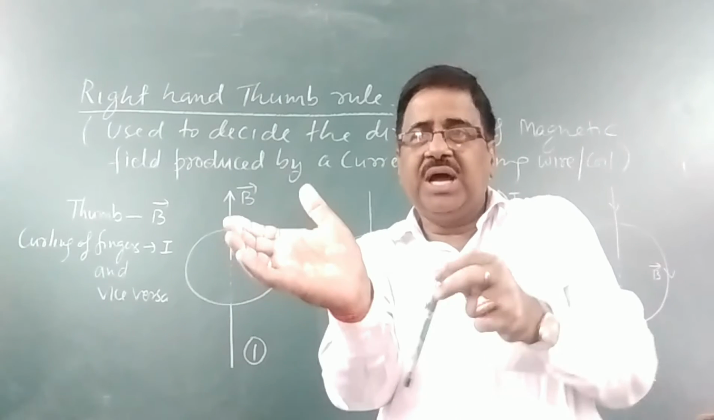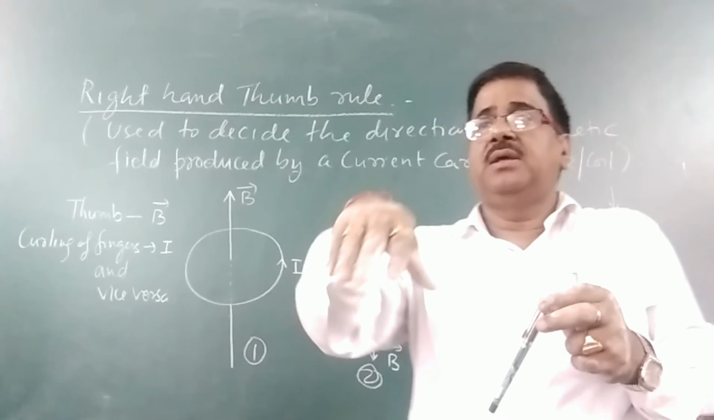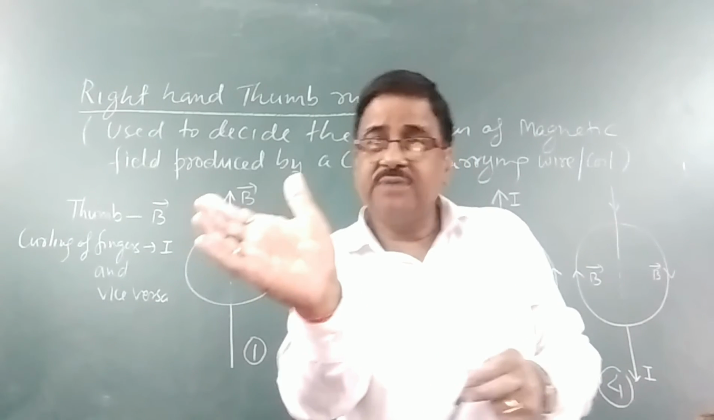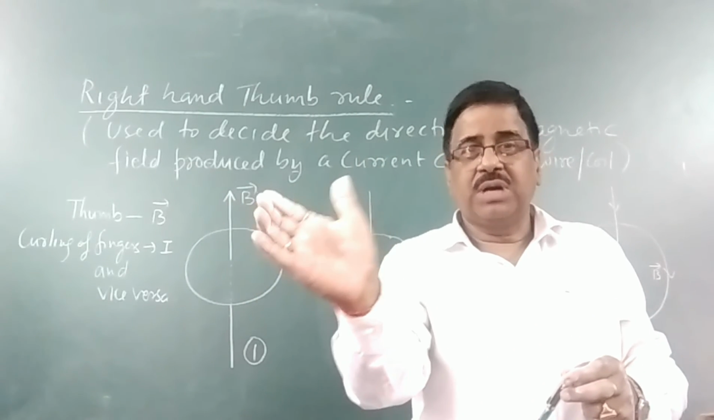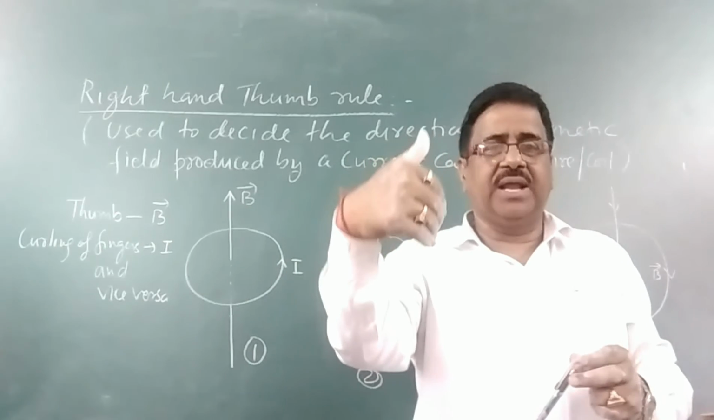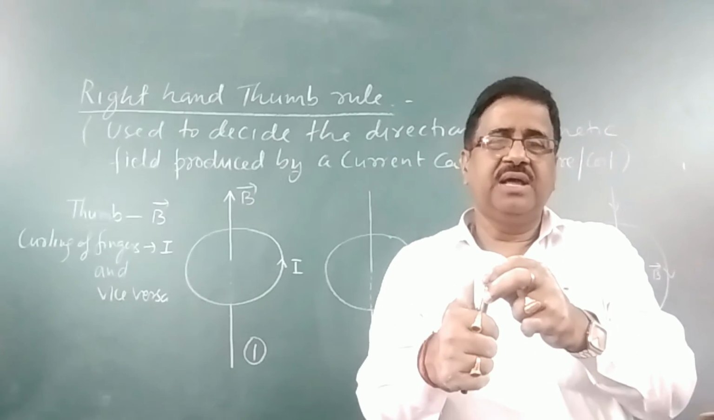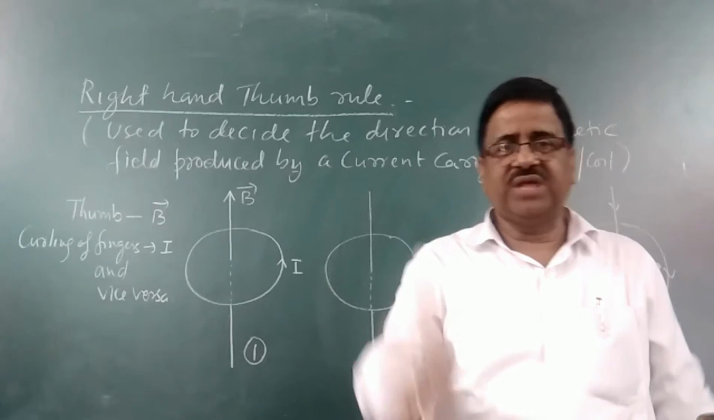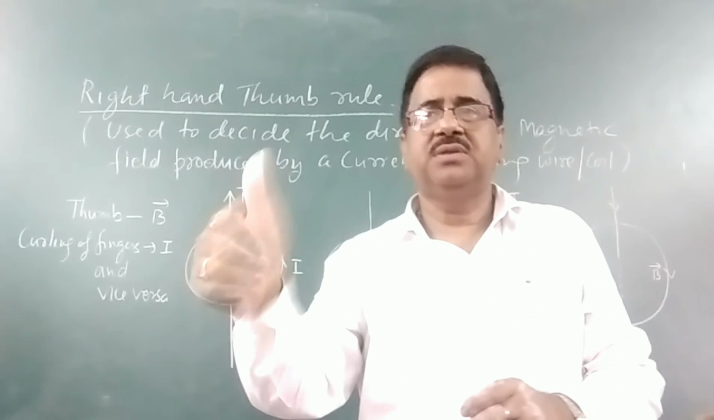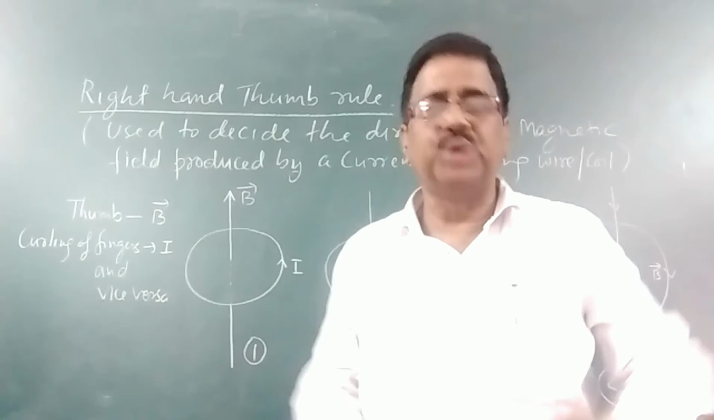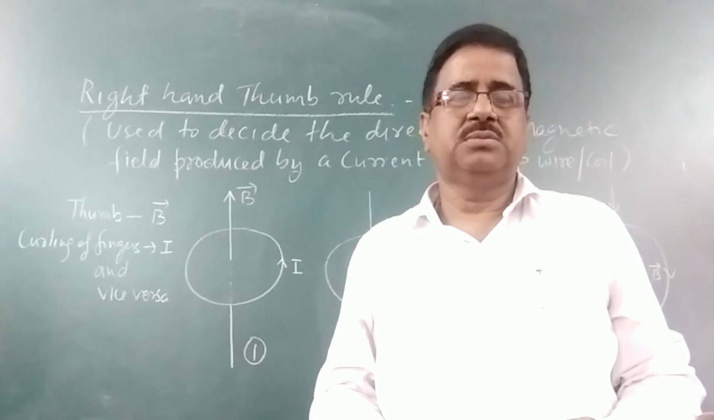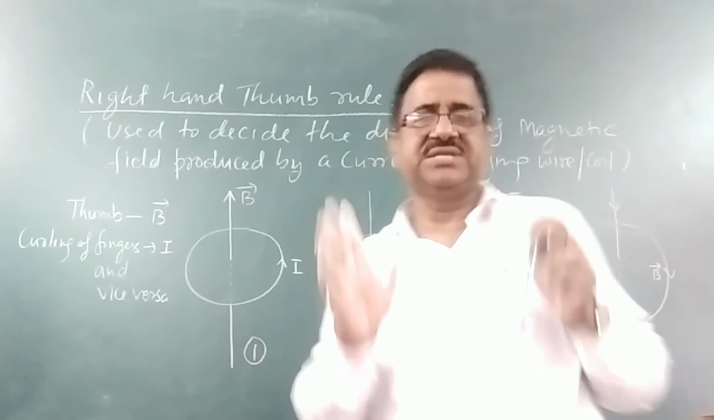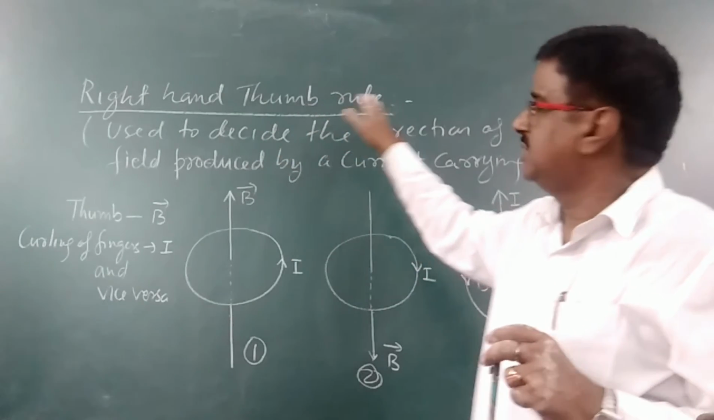If the wire is circular, the current will be circular. If the direction of curling of fingers represents the direction of current flowing in the coil, then the thumb will represent the magnetic field produced by the coil carrying current. This is the right hand thumb rule.